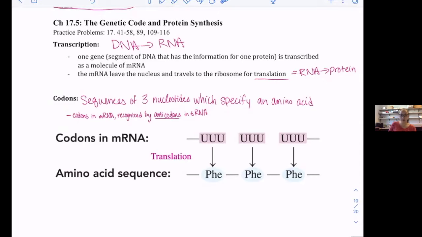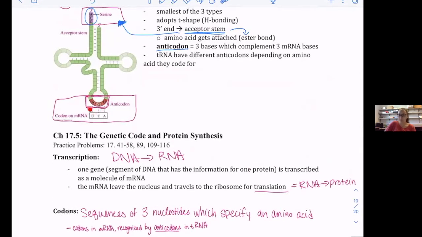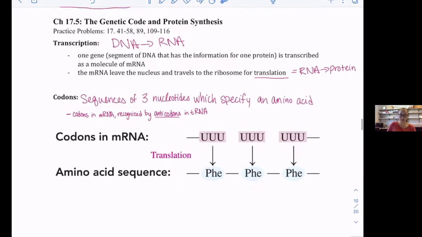Codons in mRNA are recognized by anticodons in tRNA. So we talked about anticodons in tRNA just a moment ago up here. So these are opposite to the codons that we're talking about now. So codons are in mRNA, anticodons are in tRNA. So they're opposite and they recognize one another.